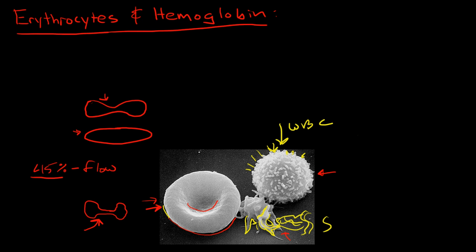So there are two advantages that we know about with the biconcave formation of red blood cells. One is that it improves flow through large arteries, and another is that it has a greater surface area, and that is very important because the more surface area there is, the more space there is for gases to diffuse in and out. So if we have oxygen diffusing in and CO2 diffusing out, the more surface area we have, the more efficiently that can happen.